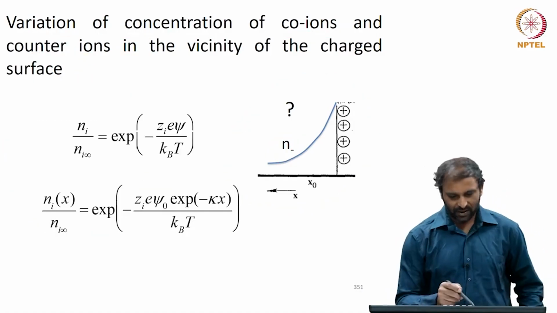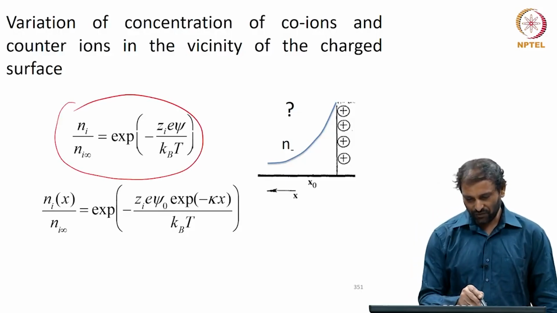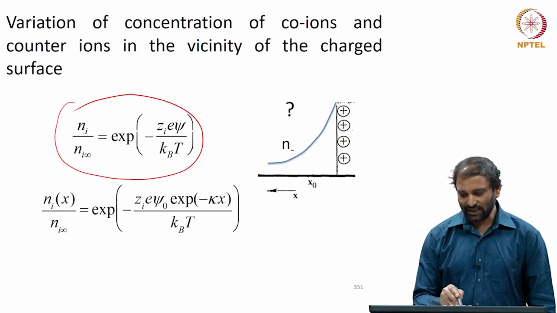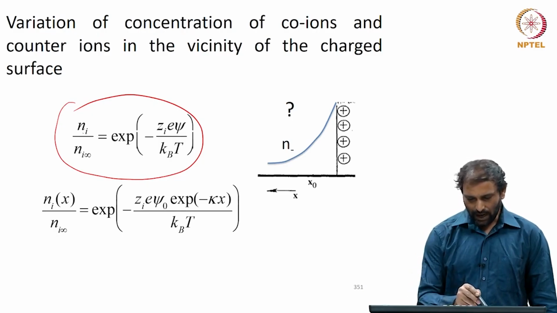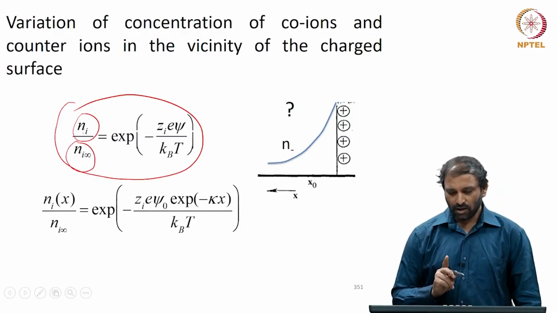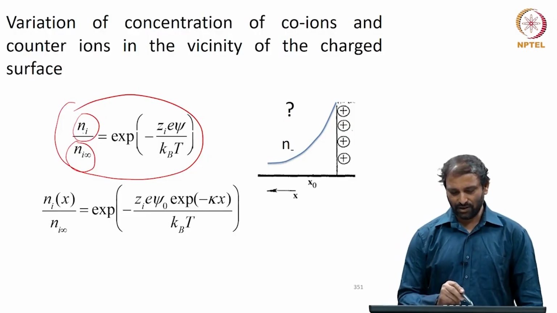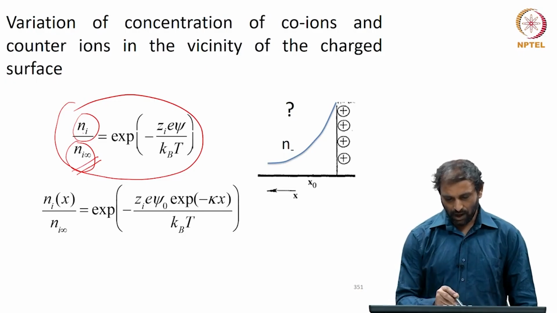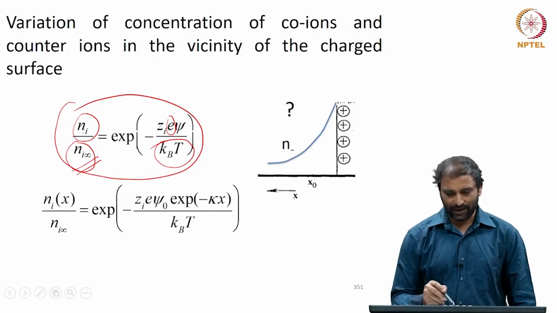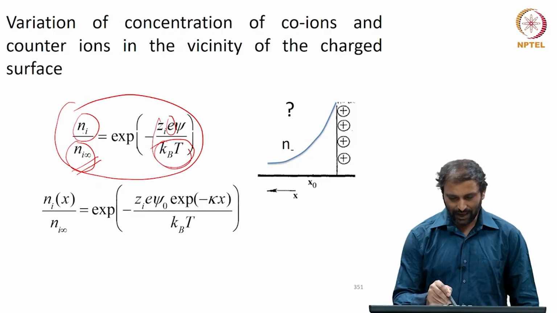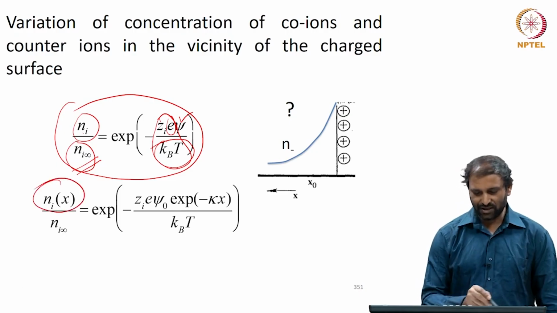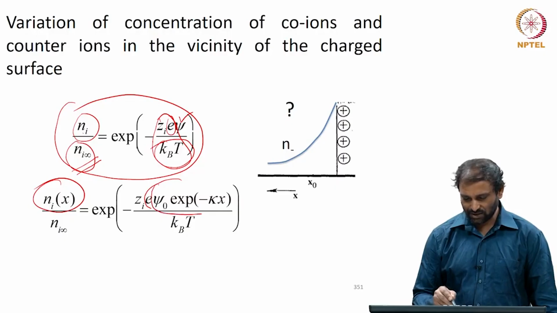For that, we are going to again start with the Boltzmann factor. We know that Ni divided by Ni infinity is exponent of minus Zi e psi divided by kBT. Ni is not a constant, and Ni infinity is fixed by the concentration of the electrolyte in the solution. That is a fixed quantity for a given concentration, and Zi is the valency of the ions. So everything is a constant here except for psi, and Ni varies with separation distance. We know that psi also varies with separation distance.